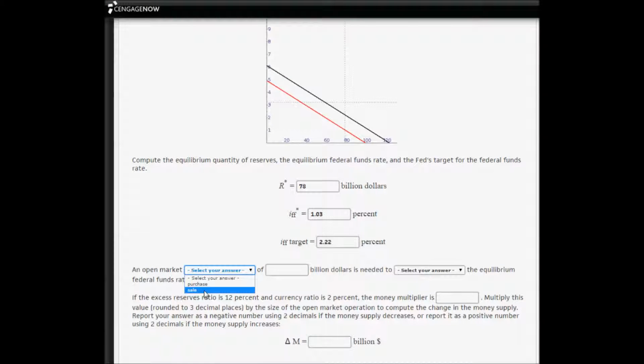So we want to calculate the open market sale that is needed to raise the equilibrium federal funds rate back up to its target.